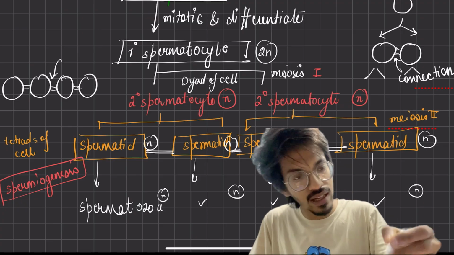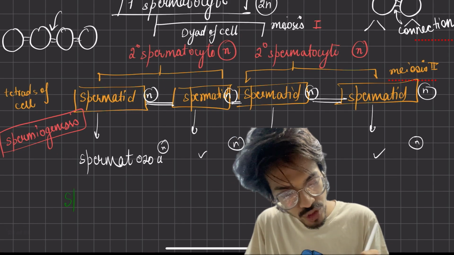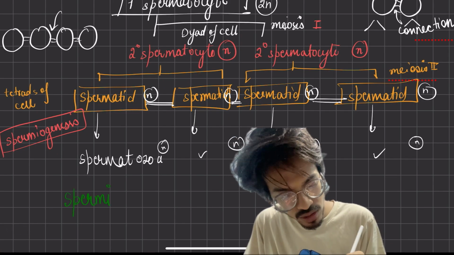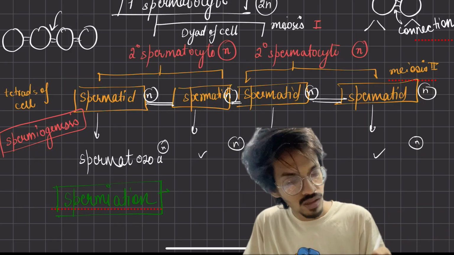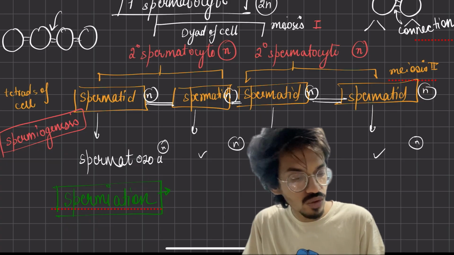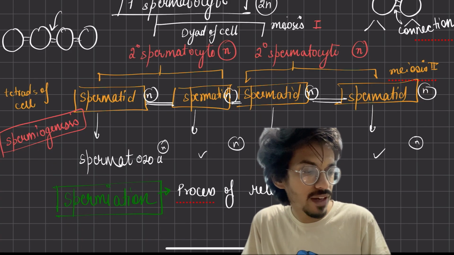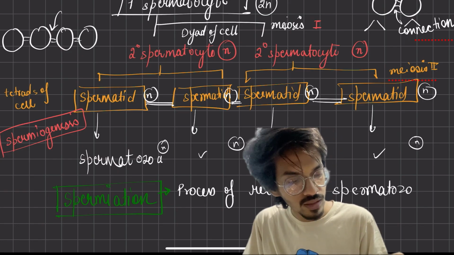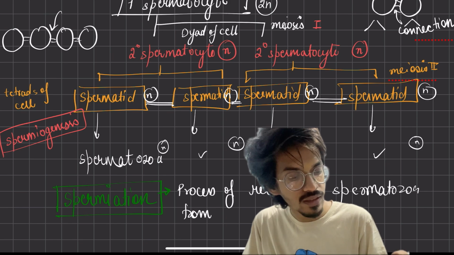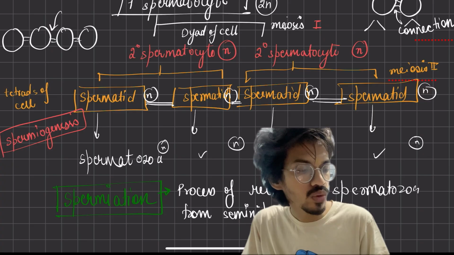So the last thing that we will study is spermiation. What is spermiation? Spermiation is the process of release of spermatozoa from the seminiferous tubule to the outside duct.